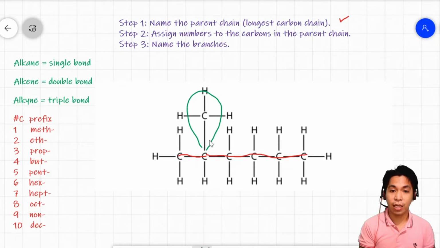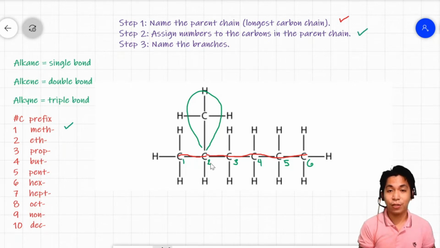Since the branch is located on the left side, we will start counting on the left. But if, for example, this branch were located here towards the right side, we would start counting from the right side. But since our example has a branch on the left side, we will start counting from the left, and you will assign numbers like this: 1, 2, 3, 4, 5, and 6. Again, according to step number 2, the numbers are only for the carbons in the parent chain, and you start counting from where the branch is located.